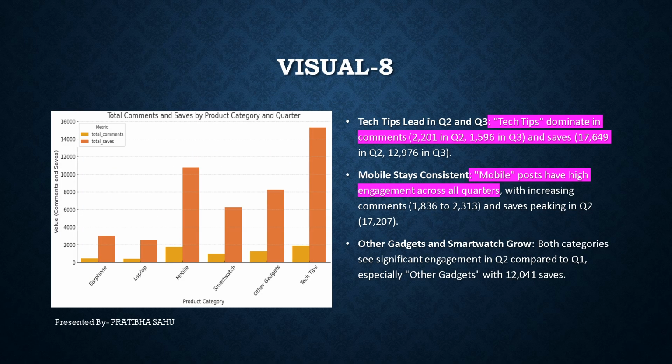So in this visual, the chart shows total comments and saves for different post categories across quarters. Tech tips posts dominated in Q2 and Q3 with high comments and saves. Mobile posts consistently received high engagement across quarters, with increasing comments and saves peaking in Q2. Other gadgets and smartwatch categories saw a significant increase in engagement in Q2 compared to Q1.